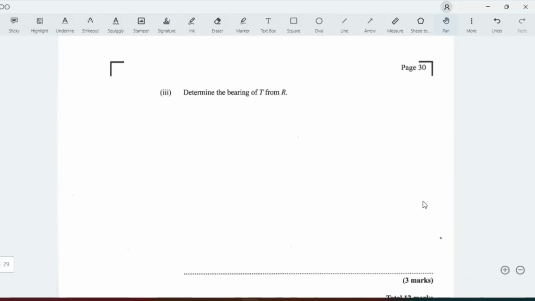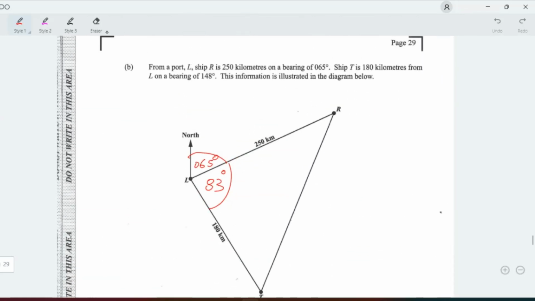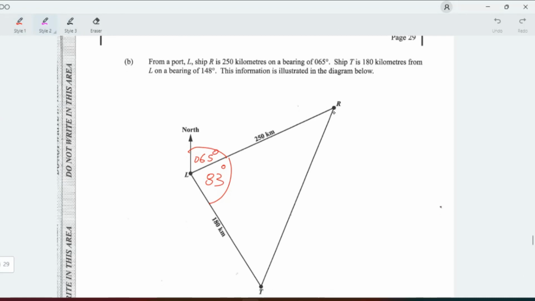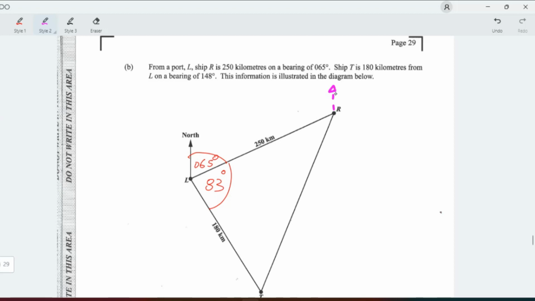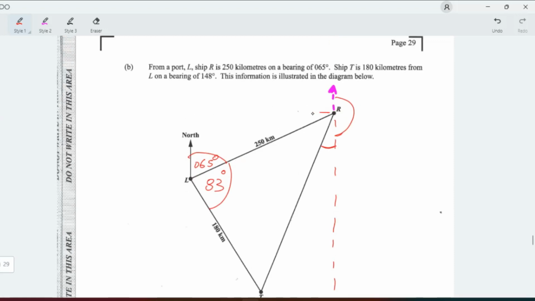Now it says determine the bearing of T from R. So we need the bearing of T from R, and the from position is now at R. Notice if we break it up with a dotted line, we know it is 180 degrees plus this piece. Now 180 plus that piece would give us our answer, but how can we find this piece right here? Well, let's continue. Look what I'm saying.